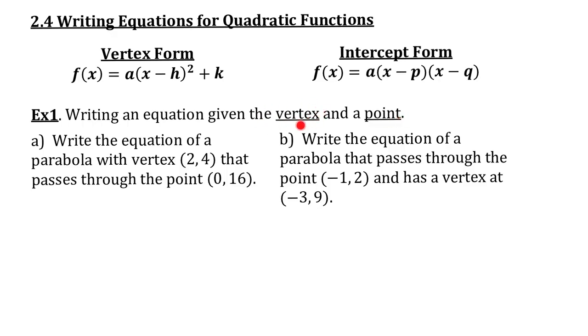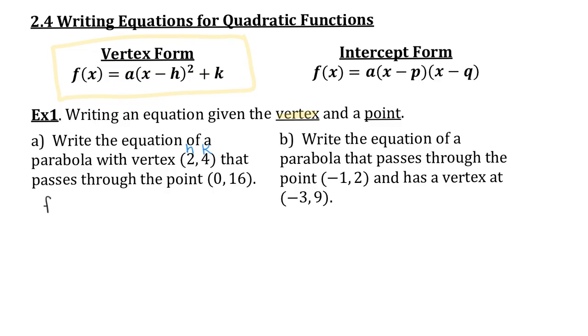So for the first example, they're going to give us a vertex and a point. Since they're giving us the vertex, we're going to end up using this format. Okay, so it says write the equation of a parabola with the vertex 2, 4. So that's going to be my h and my k. That passes through the point 0 and 16. They have to give me one other piece of information. So let's start with what they gave me. I know I'm using vertex form.